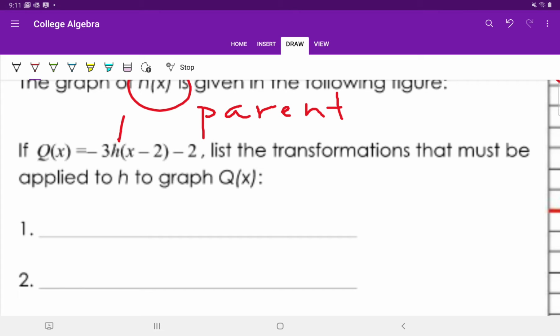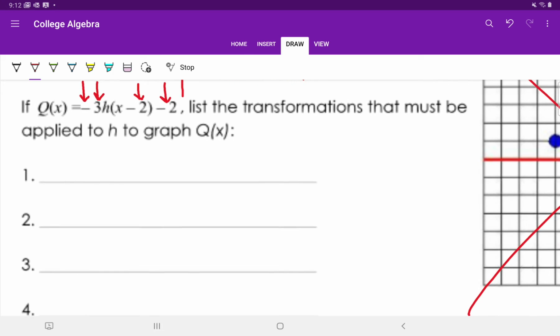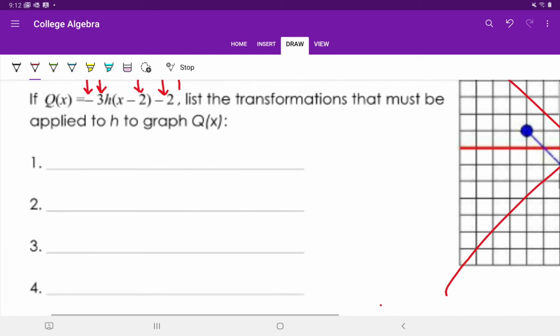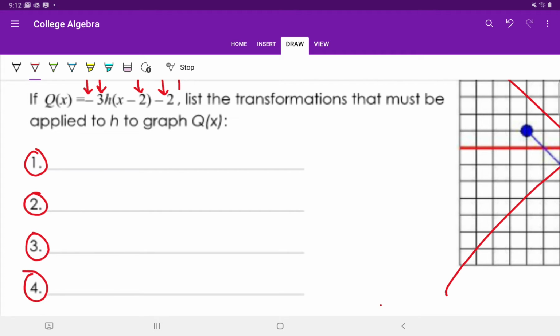They've taken h and they've transformed it in Q. And the way they've transformed it is with a negative, a 3, this -2, and this -2. These 4 numbers and their locations are going to create 4 different types of transformations, and you have to list them. So a couple words of caution. First of all, in class, a lot of times I use kind of casual language. I say things like, oh, the negative sign is going to flip the function upside down.